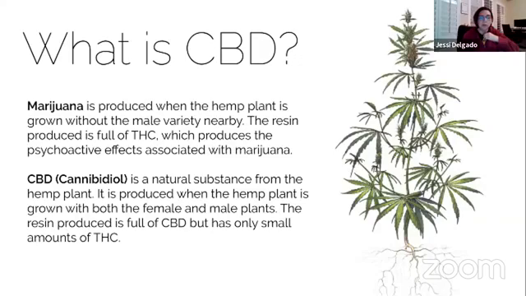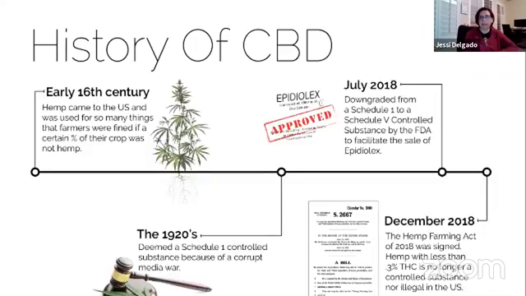It is produced when the hemp plant is grown with both the female and the male plant. The resin produced is full of CBD, which does not contain the same heavy effects as THC and has only a small amount of THC. So what's the history of CBD? Let me just tell you real quick here. It has a history. Why is CBD so bad?